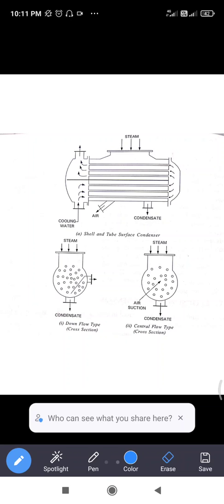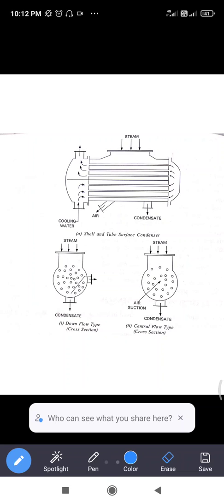Once again, this is the shell and tube condenser. It consists of a large number of tubes through which cooling water flows. The steam to be condensed is made to flow around the tubes. The condensate is free from impurities and can be reused as hot feed water to a boiler. Air is removed with the help of an air pump in order to reduce the back pressure and to improve the efficiency. This is the working of the shell and tube surface condenser.